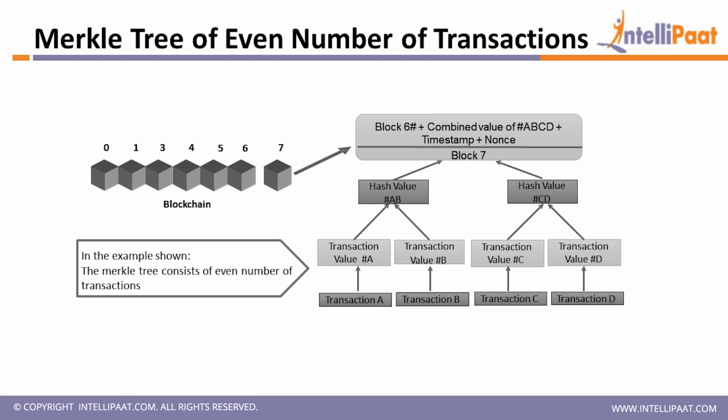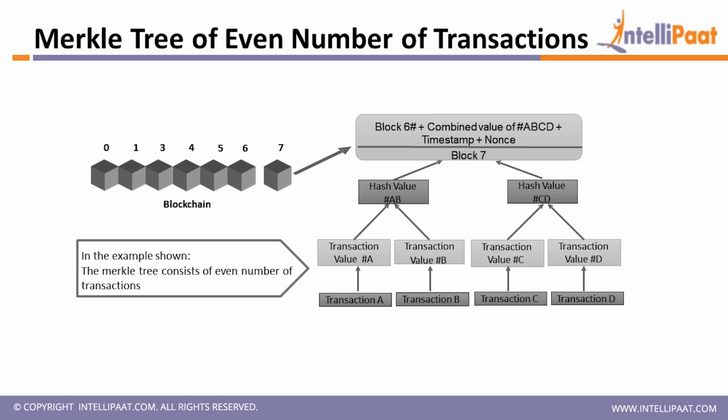Then we get two values that are hashed again, and combined with the hash of block 6, that is the previous block, and the value of the ABCD hash, the timestamp of creation plus nonce. And this way the header of block 7 is created. This clarifies how your blockchain header is calculated for new blocks.